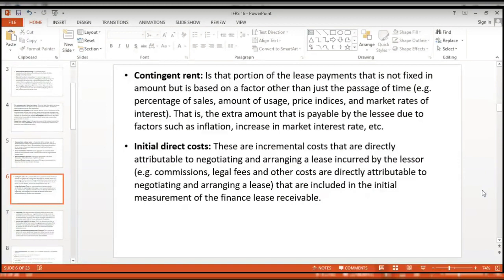This is the leaser incurring this, e.g. commission, legal fees, and other costs that are directly attributable to negotiating and arranging the lease. These are incremental costs that are directly attributable to negotiating. They are part of the expenses, but not directly to the lease.